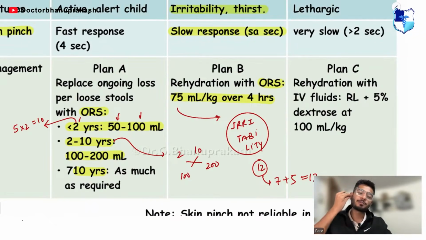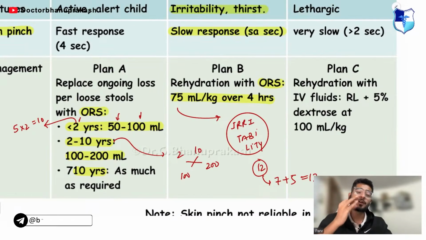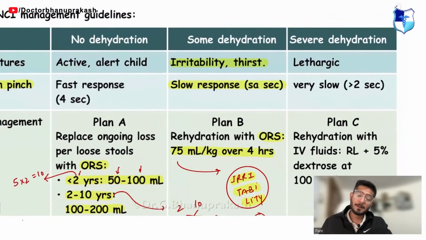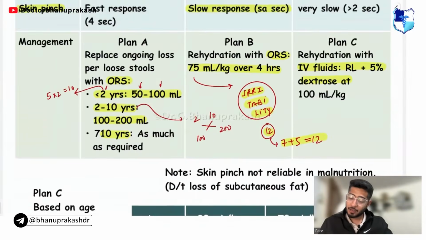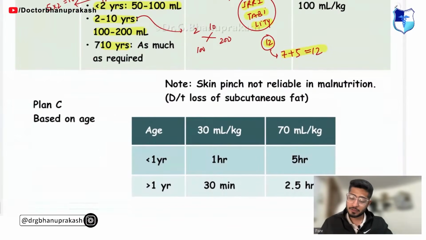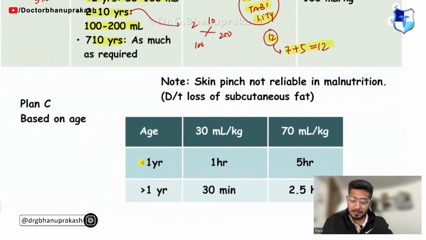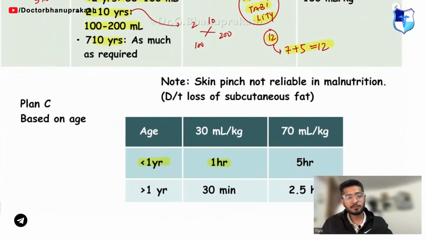मेरे बच्चे, they are going to rise, they are going to shine, they are going to do wonders in their FMGE exam. So this is my little effort for all of you, and I just hope that you are liking all these. Coming on to severe dehydration, बच्चा lethargic हो जाएगा. You have to give IV fluids, that is Ringer lactate plus 5% dextrose. Okay, and you have to give this dextrose also. So remember, अगर बच्चा 1 year से कम है तो 1 hour में हम 30 ml देते हैं, and 5 hours में 70 ml, more than 1 year है 30 minutes and 2.5 hours.